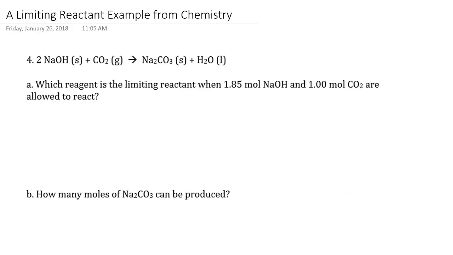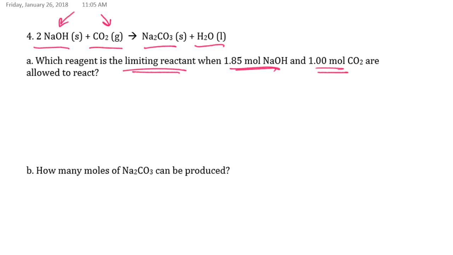So in this example reaction, I have 2 moles of sodium hydroxide that are going to react with 1 mole of carbon dioxide, and I end up with sodium carbonate and water. I'm being asked which of these 2 reactants, the sodium hydroxide or the carbon dioxide, is the limiting reagent or the limiting reactant if I have these amounts of each of those reactants. I'm also asked in the subsequent part to tell how many moles of the sodium carbonate can be produced.